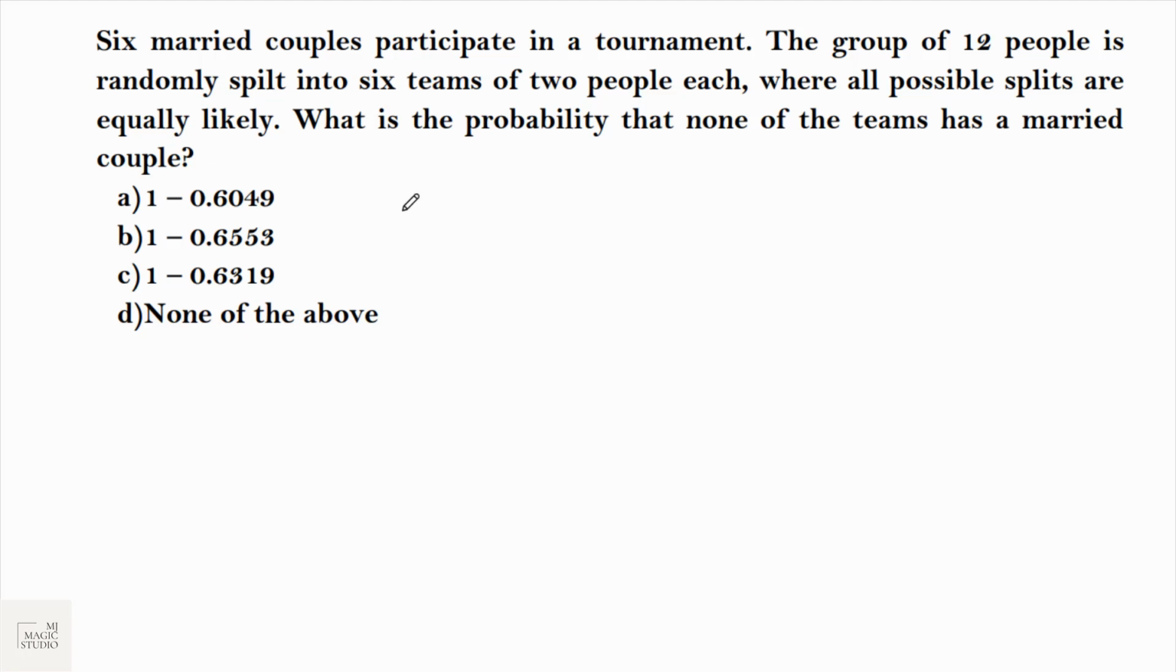If I fix the men M1, M2, M3, M4, M5, M6, then we have 6 females, and the 6 females can be arranged on these 6 places in factorial 6 ways. That means the total number of cases that we can have is factorial 6, that is 720.